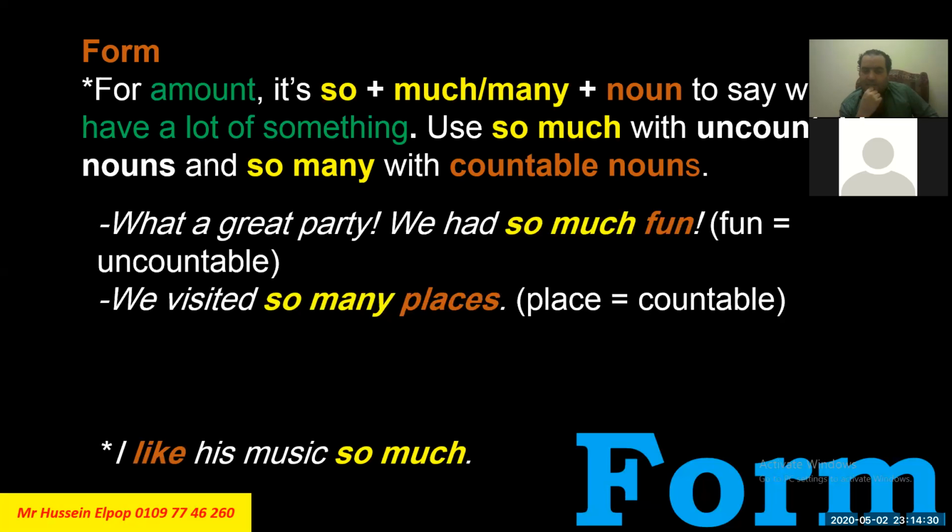Here, look at this. I like his music so much. Have you got anything from this? Music is uncountable, but here we refer to the verb. The words in brown are the words that come either before or after it.